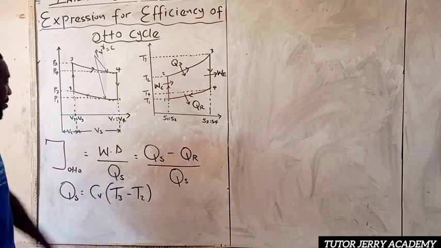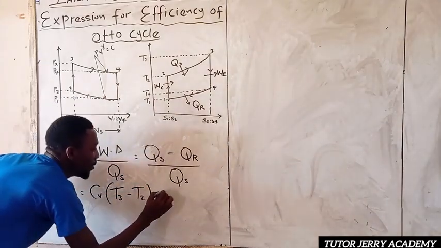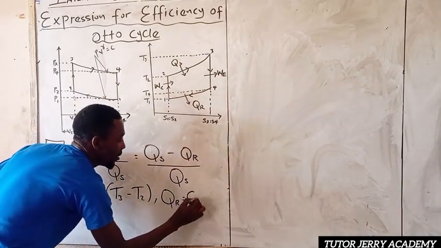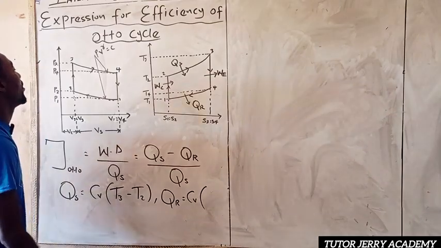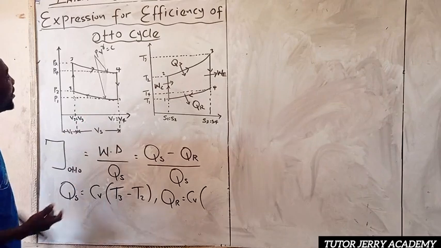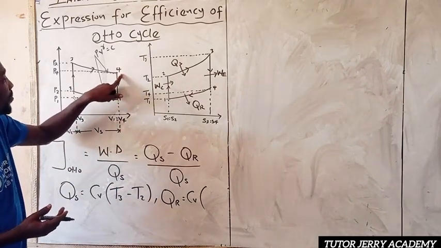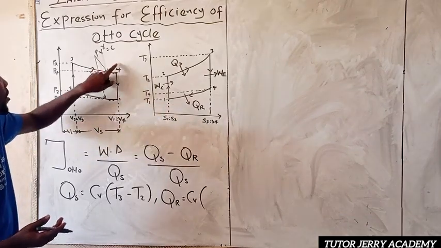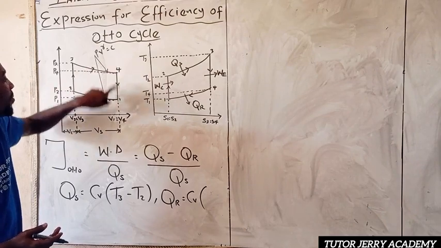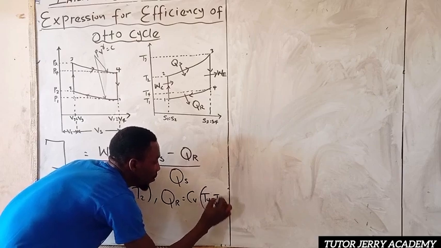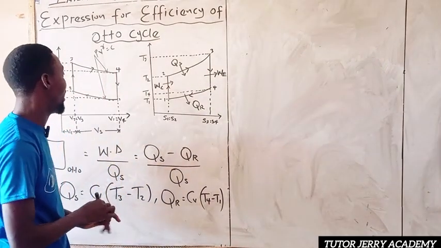All right. And our QR is equals to CV into, and it is rejected at T for process 4 to 1. So this is 4 and 1. So it's going to be T4 minus T1. T4 minus T1. So you don't need to cram. Is that clear? All right.